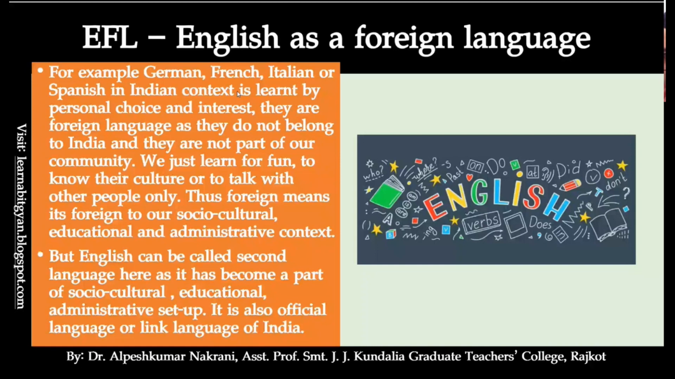English in India, can we call it a foreign language? No, sir. No, because English is part and parcel of our socio-cultural, educational, and administrative context. It is part of this setup. It is already an official language of India, right? So English is not a foreign language in India, but we are talking about the global context. English is a foreign language for these countries: Germany, France, Italy, Japan, right? So it is a foreign language for them.